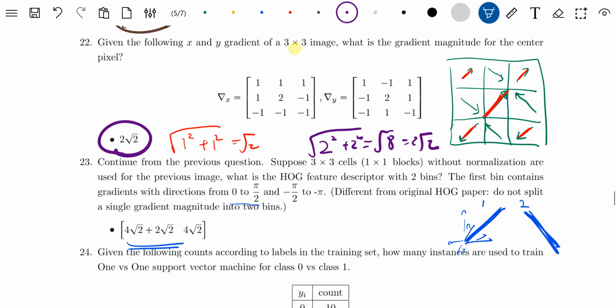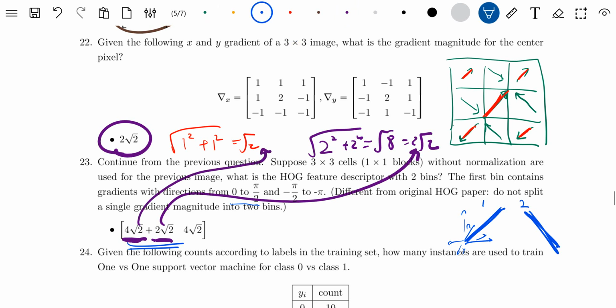And so you have 4 of the shorter ones and 1 of the longer one. So 4 times square root 2 plus 2 times square root 2. So this one is just that. These ones are this. And similarly for the other direction, you get this, and this. Add them up, you only have 4 of the square root 2 ones. So that's why the HOG feature looks like this.